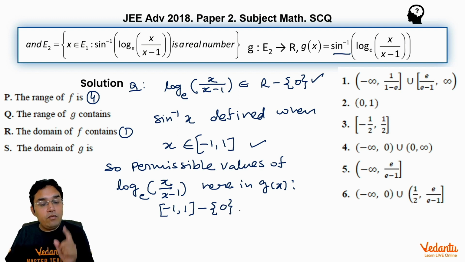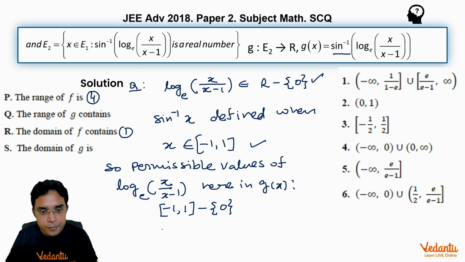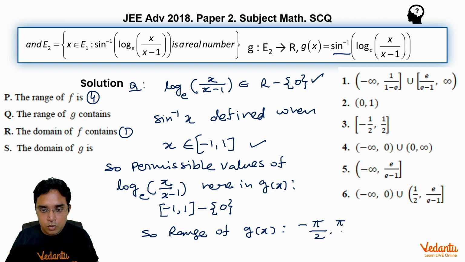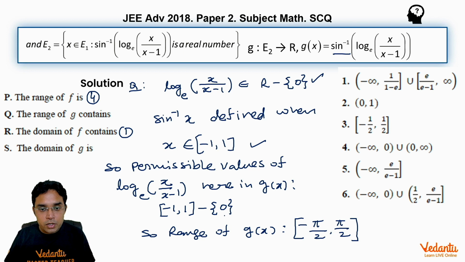Okay, and now we can write the range directly, because we know the sine inverse function for minus 1 to 1 gives a range from minus pi by 2 to pi by 2, closed bracket on both sides. So here the range of g(x) would be minus pi by 2 comma pi by 2, closed bracket both sides, except the value corresponding to 0 here, which is 0 only. So that will be my range.